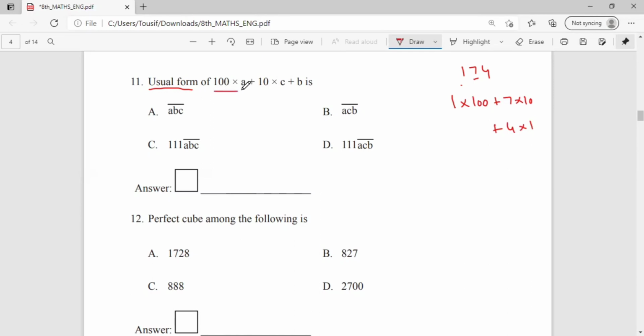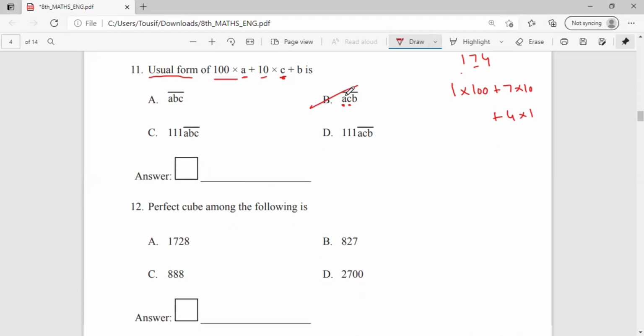As you can see, A is at the hundreds place, so it has been multiplied by 100. In the same way, the first term is A. And the second term is C. For our option, the second term consists of C, and C is multiplied by 10. That means C is at the tens place. And here you can see C is at the tens place. So our option is going to be B.